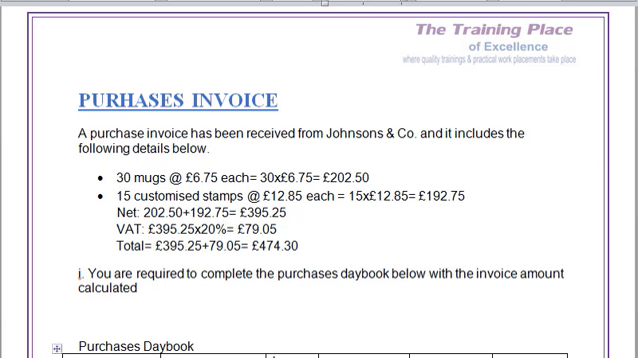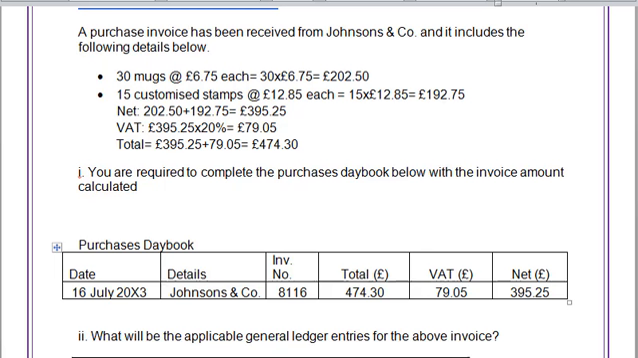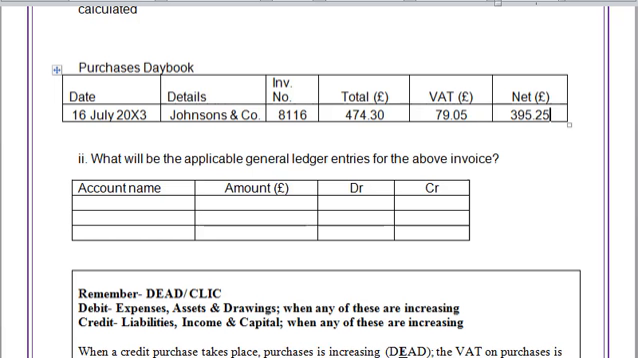Your purchases daybook. Your task is really to do the calculation of the invoice correctly. So we have just completed the purchases daybook with the information from the invoice. And it then asks us what will be the applicable general ledger entries for the above invoice. You have just bought an item. Purchases is affected. In this case, we're going to take it that it is items that you're buying for the purpose of reselling. So purchases will be affected.